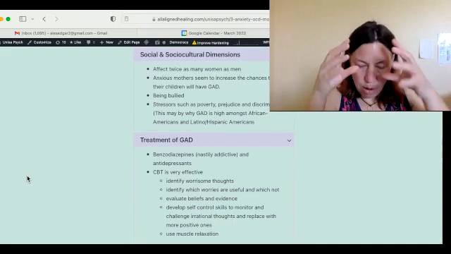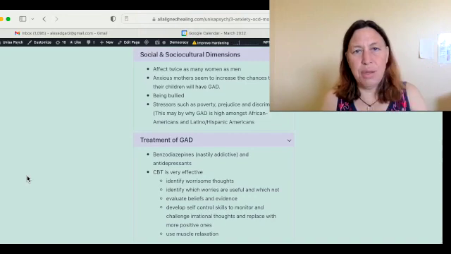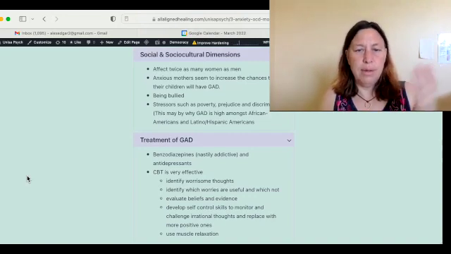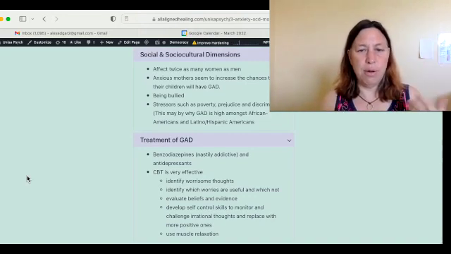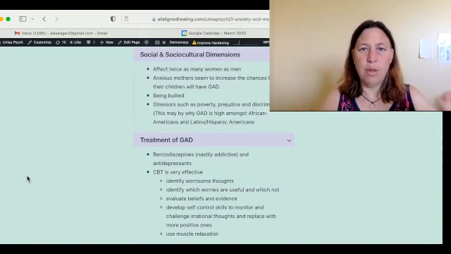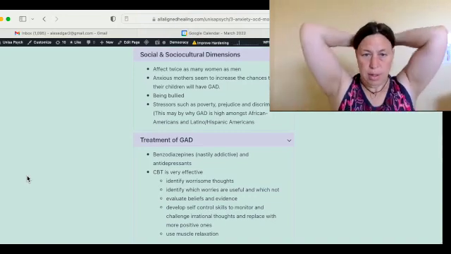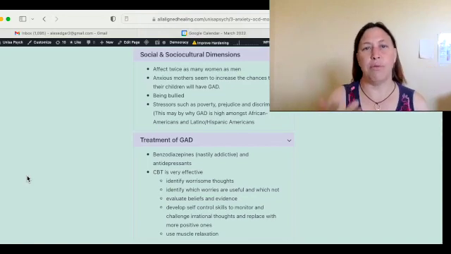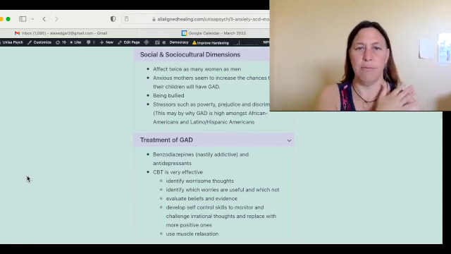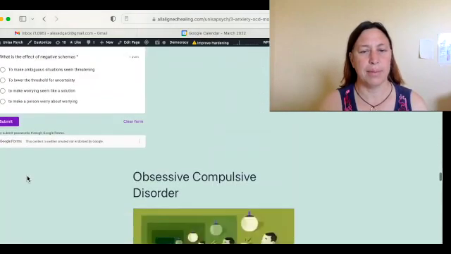So you take it out of the back of your head, put it in the front, put it down on paper so you can think it through once and for all. Develop self-control skills to monitor and challenge irrational thoughts and replace them with more positive ones. So you're getting control and you're getting accuracy. So you don't need to worry, you can think more usefully. Okay, and also using muscle relaxation, so you're addressing the physiological state of the body.